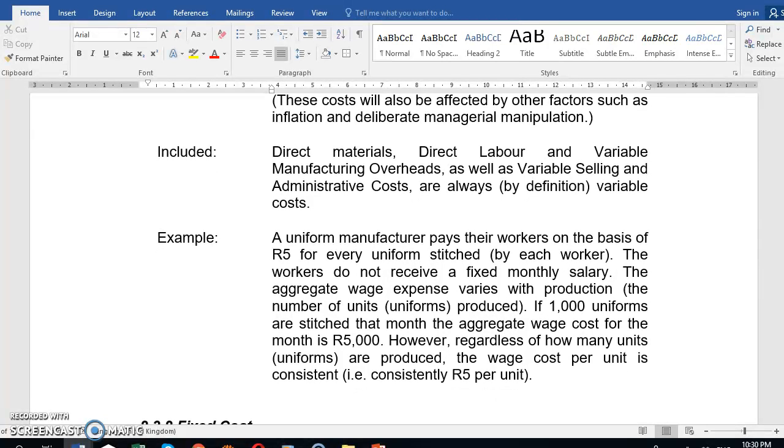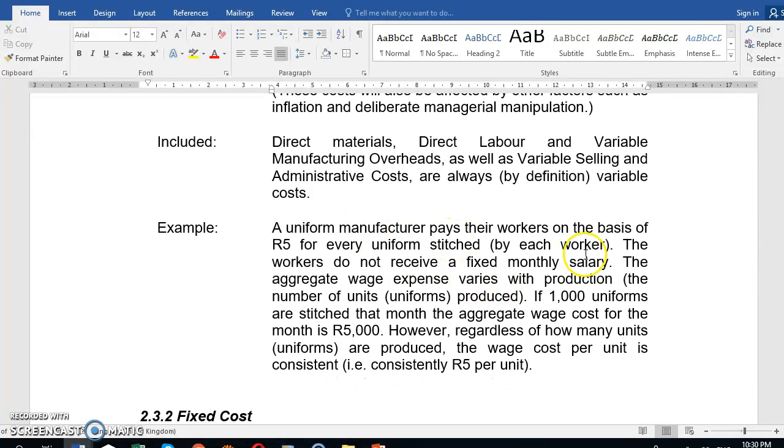So, just an example here: a uniform manufacturer pays their workers on the basis of 5 Rand for every uniform stitched by each worker. The workers do not receive a fixed monthly salary. The aggregate wage expense varies with production, i.e. the number of units produced. If 1,000 uniforms are stitched that month, the aggregate wage cost for the month is 5,000. However, regardless of how many units are produced, the wage cost per unit is constant, i.e. 5 Rand. So the cost per unit is constant, 5 Rand per unit.